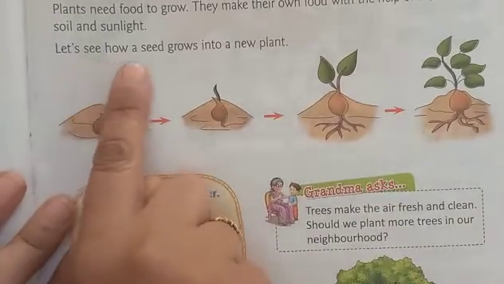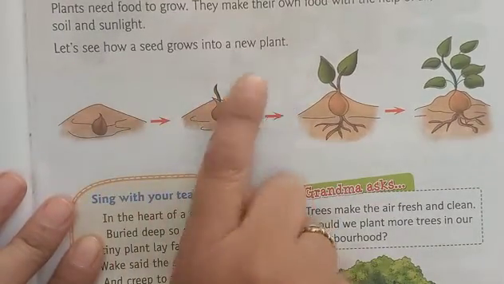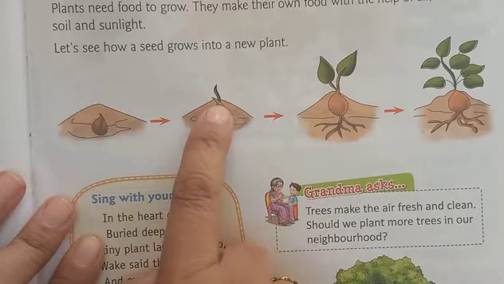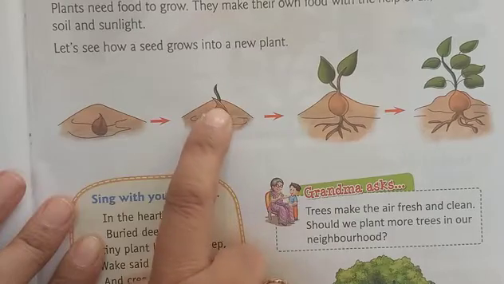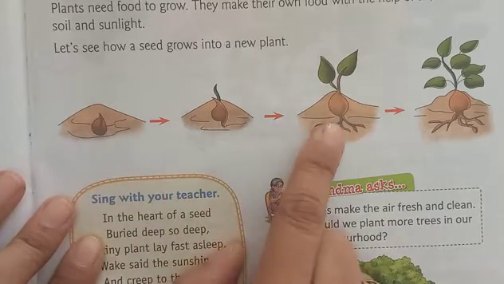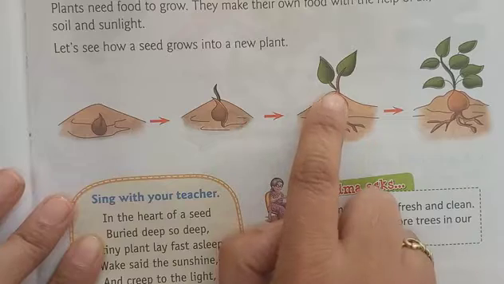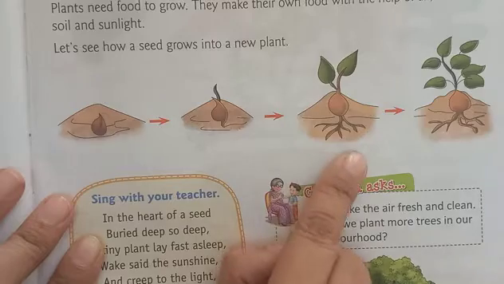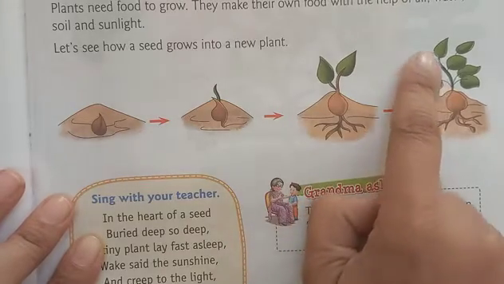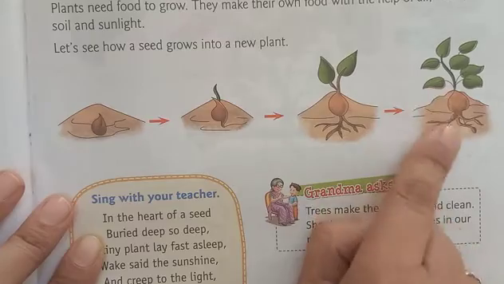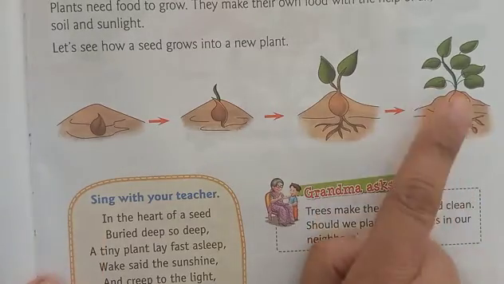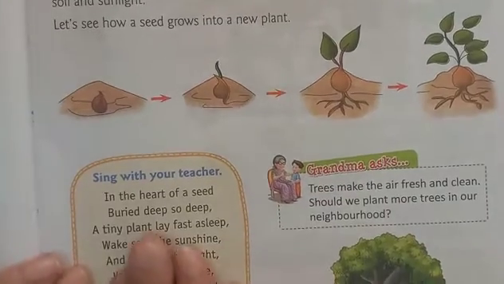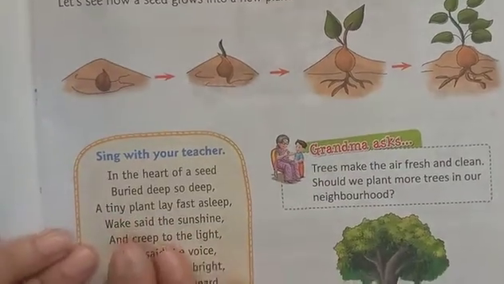Okay, so let's see how a seed grows into a new plant. Suppose we have put the seed into the soil. After some time there is a sprout from the seed. Then we have to water this, and after a small sprout there are stem and leaves you can see, and the root starts growing below the soil. Then the plant grows big. Then it grows into a big plant. Then it gets branches, as I have told you, flowers, fruits and so on.